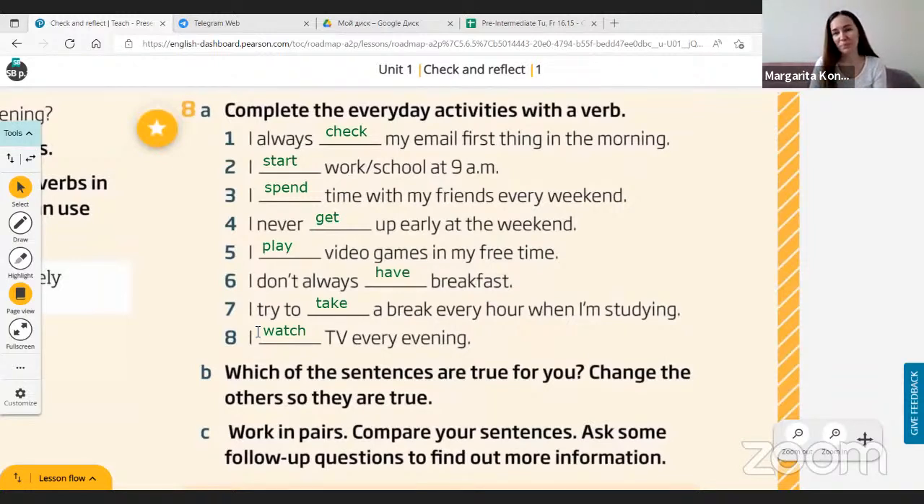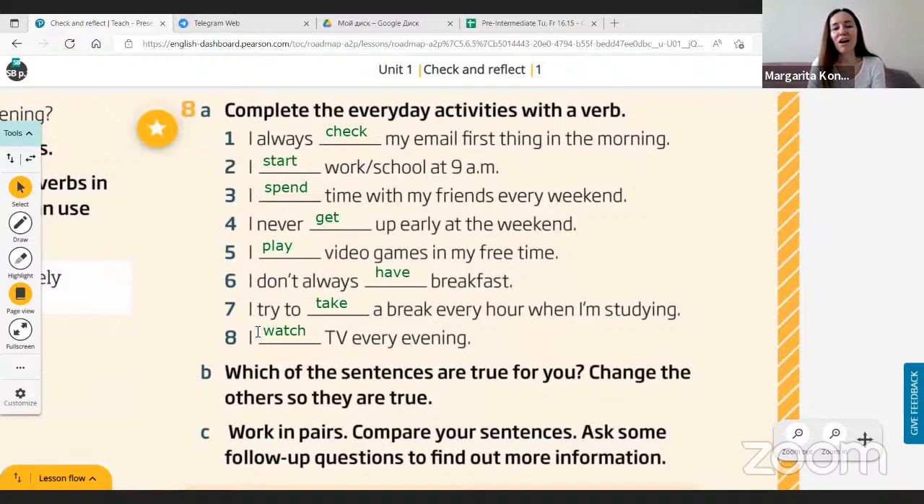What about you? I start school, my daughter, at 8:15 a.m. Okay, which is quite early. Fine. I spend time with my friends every weekend. It's not true because I spend time with my friends sometimes at the weekend, but not every weekend. What about you? Not true for me too. I hardly ever spend time with my friends every weekend.